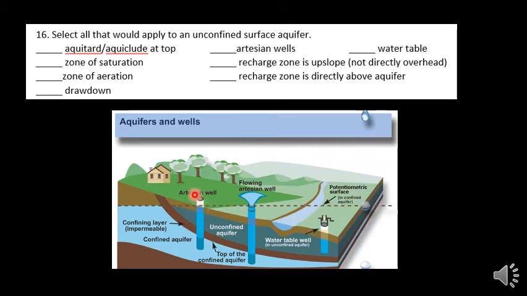And if it comes all the way up to the surface, they call that a free flowing artesian well. But even if it doesn't make it all the way to the surface, it's still an artesian well as long as it's under pressure. But that would not be something we select for unconfined aquifer, surface aquifer.